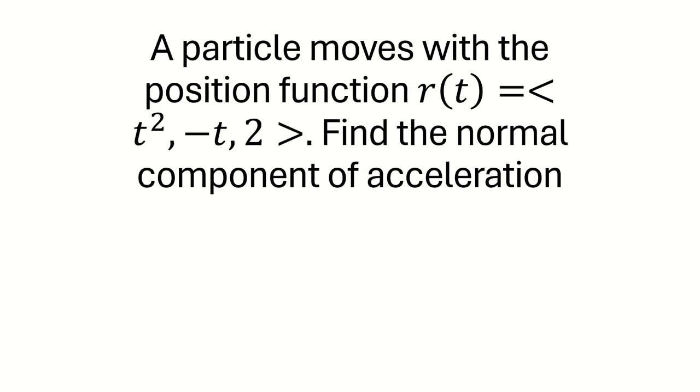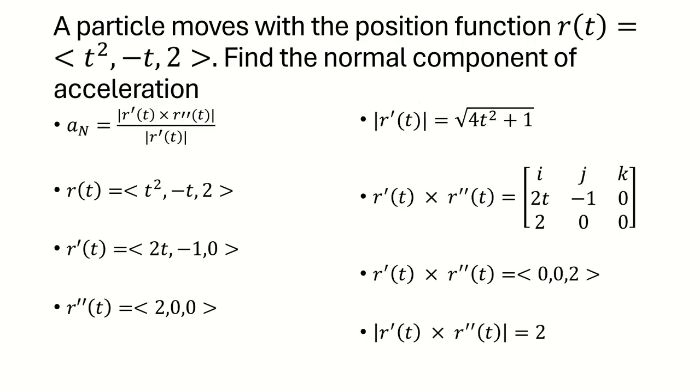A particle moves with the position function r of t equals ⟨t squared, negative t, 2⟩. Find the normal component of acceleration. So starting out with the formula, a sub n, which is the normal component of acceleration, that's going to be the length of r prime of t cross r double prime of t, all over the length of r prime of t. So in order to use this formula, let's first calculate r prime and r double prime.